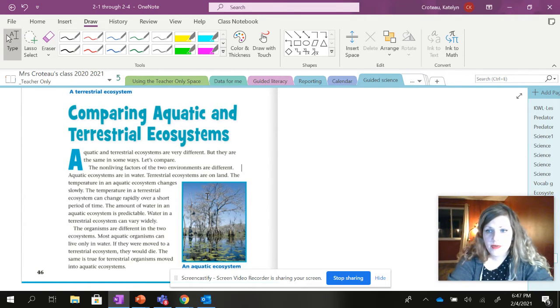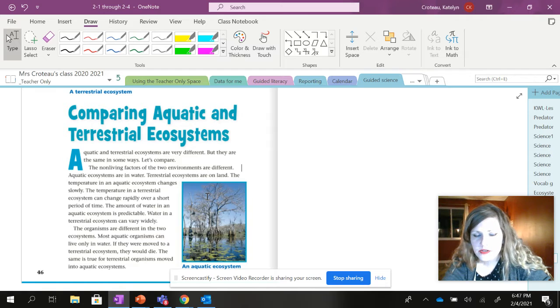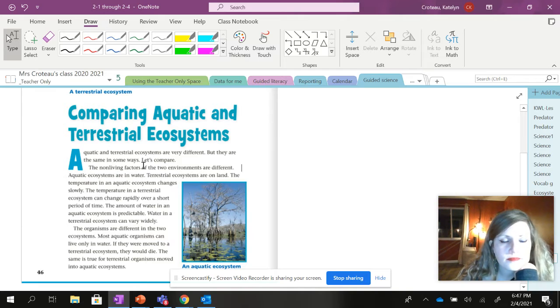If you want to be really smart about it, you could have things that are the same in one color, things that are aquatic and different in one color, and things that are terrestrial and different in a third color, okay, to really keep track. All right, comparing aquatic and terrestrial ecosystems.